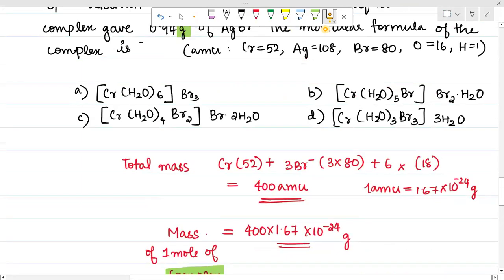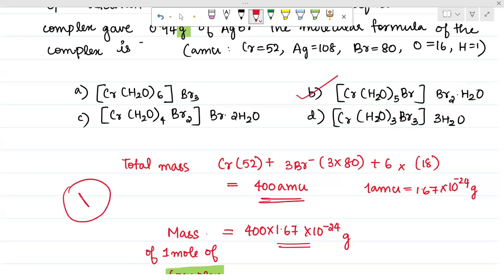So what is the correct answer? See, in option A you will get 3 moles because there are 3 Br, so 3 AgBr will be formed. In option B there are only 2 Br outside, so you will get 2 AgBr as the precipitate. In option C you will get only 1 AgBr. In option D you won't get any precipitate. So the correct answer is option B. Very important type of question connecting basics of inorganic chemistry with that of Werner's theory.